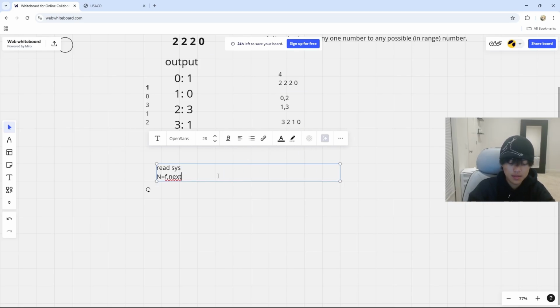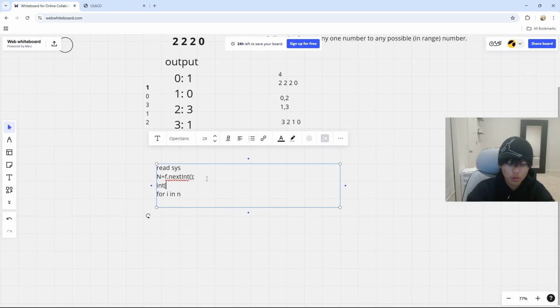Let me read system. So we get n is equal to f next int, something like this, right? I'll write in half actual and half pseudocode. N equals f dot next int, and then for I in n, we would put... first. Actually, I'll explain this first, right?